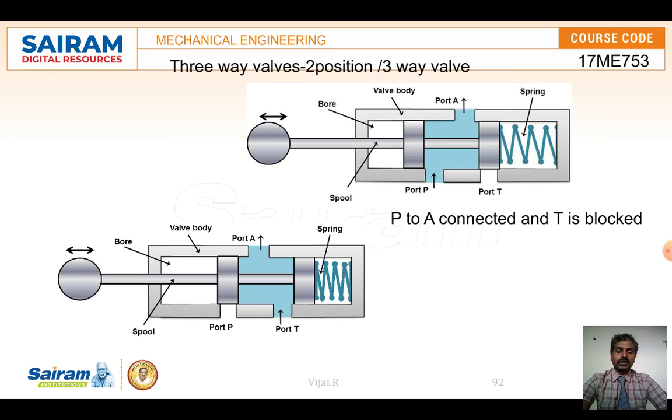Here you can see that the same spring action will be there in the right hand, and the spool is going to be moved with the help of some mechanism, either a cam mechanism or a manual one. So what happens is, in the first figure, port P is connected to A, and the port T is blocked.